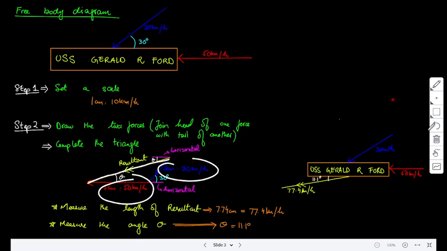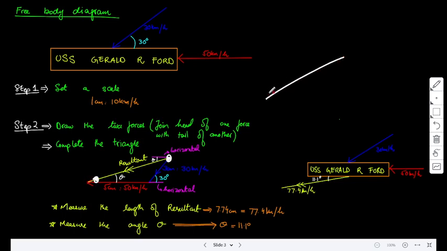Now the third side of the triangle is the resultant of the two forces, and it goes in such a manner that it joins the tail of one of the forces and its head. This is the head, this is the tail. This is also called the head to tail method or tip to tail method. Head is also called the tip, right? The head of one force joins the tail of the other force, but the resultant goes in the opposite direction. The tail of the resultant joins the tail of one of the forces, and the head of the resultant joins the head of the other force.